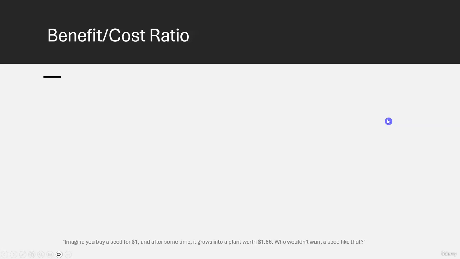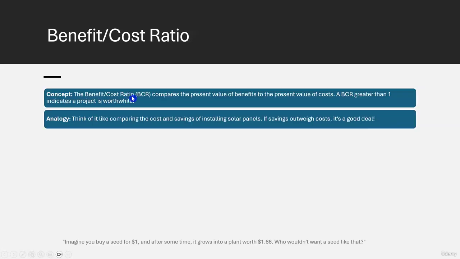Benefit cost ratio. The benefit cost ratio compares the present value of benefits to the present value of costs. So the thing to emphasize here is the present value. It's not simply benefit and cost, but the present value of benefit and the present value of cost. So a BCR greater than 1 indicates a project is worthwhile.